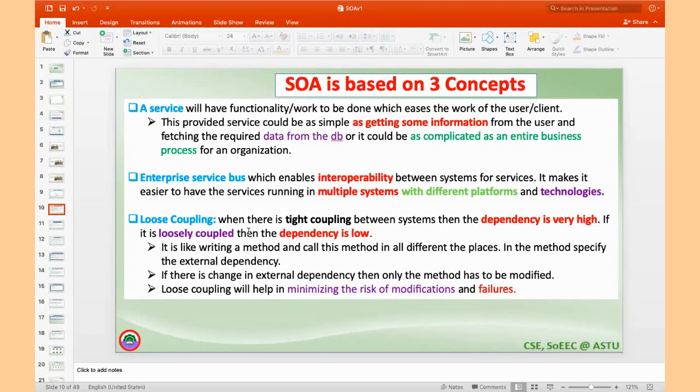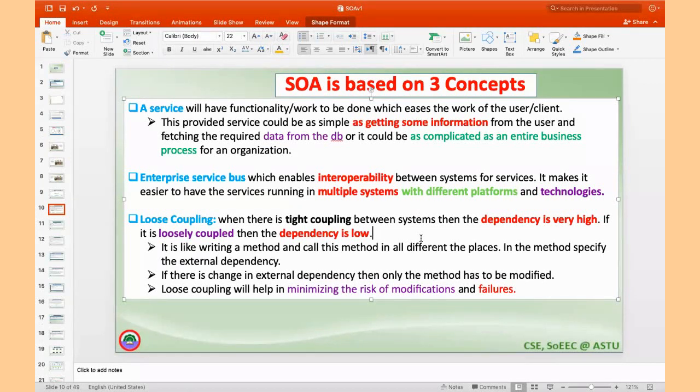Fault tolerance should be there. Because of one service failure, the whole system should not be down, right? That's what fault tolerance is. This fault tolerance and asynchronous communication can be achieved by using loose coupling. At the time of designing your services, they should be loosely coupled. If it is loosely coupled, you can get asynchronous communication as well as fault tolerance.